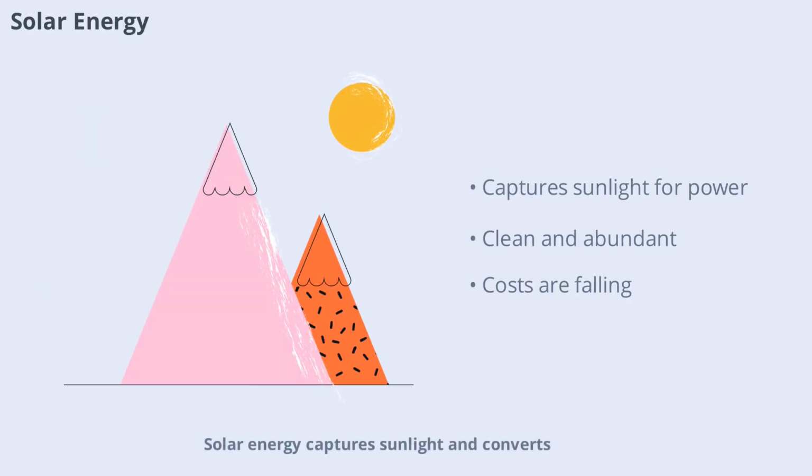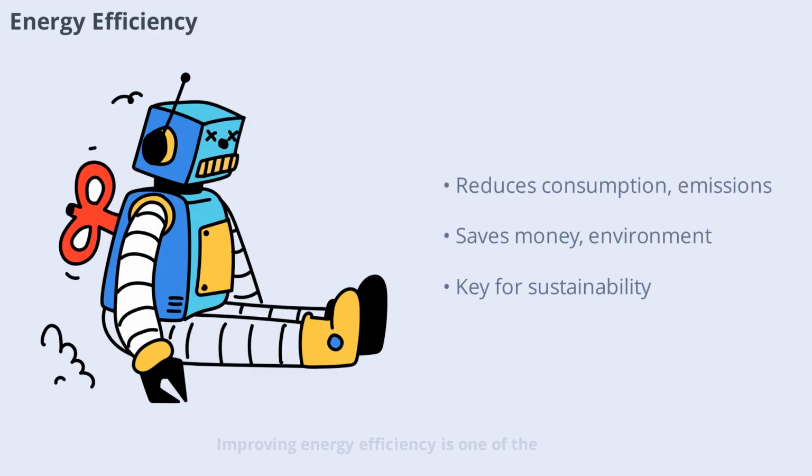Solar energy captures sunlight and converts it into electricity using photovoltaic cells. It's one of the cleanest and most abundant energy sources available. Solar panels can be installed on rooftops, in large solar farms, or even integrated into building materials. As costs continue to fall, solar energy is becoming more accessible and is expected to play a major role in the future energy landscape.